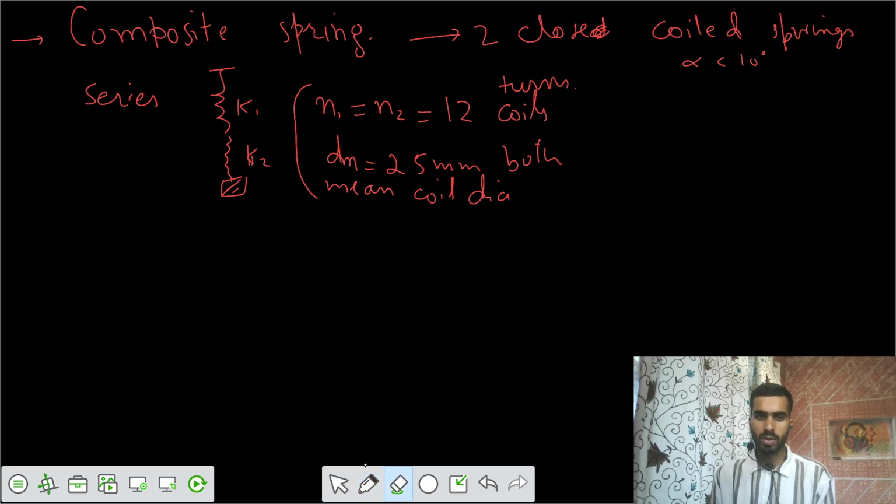So let's take that data as it is. We have that mean diameter. Mean diameter is 25 millimeter. Mean diameter of both the wires is 25 millimeter.